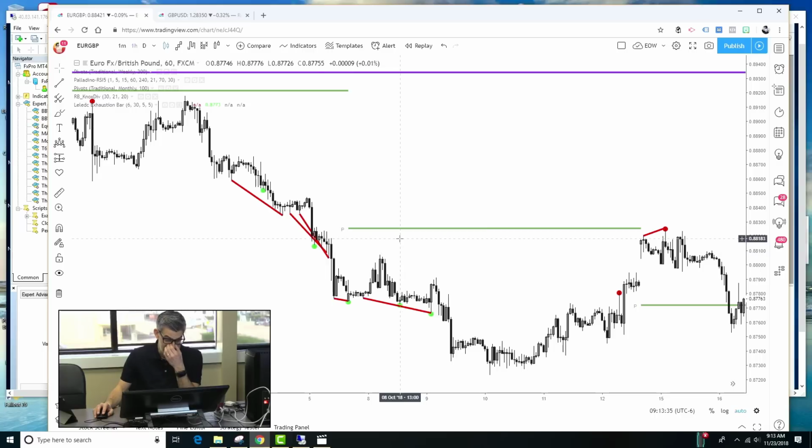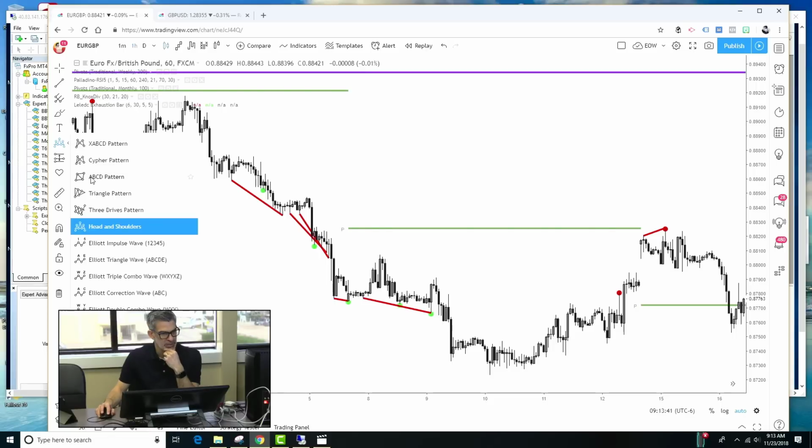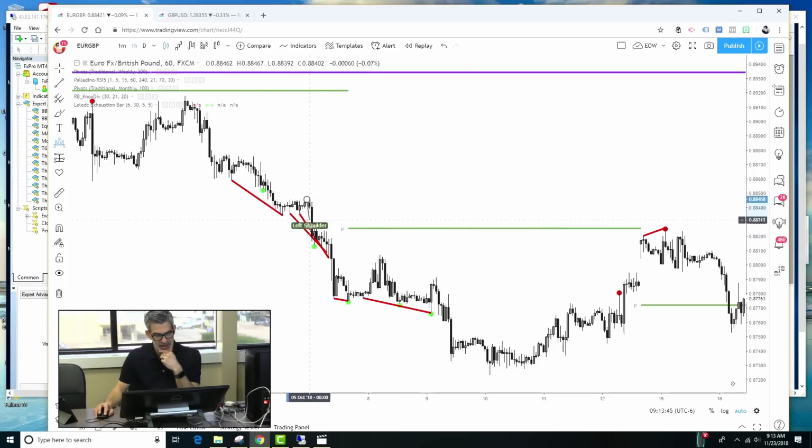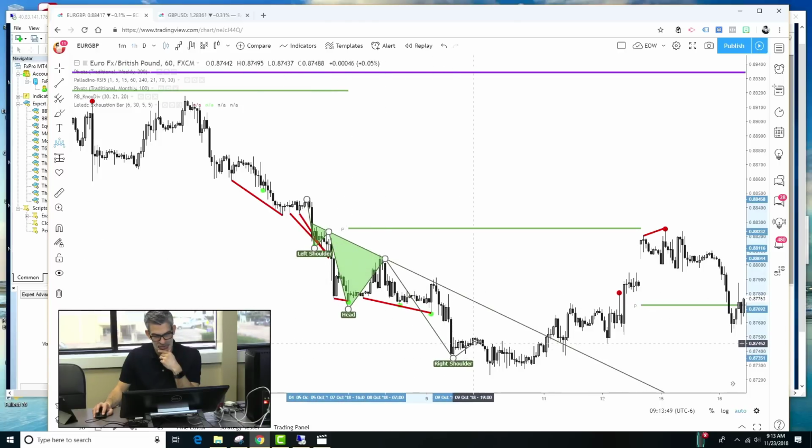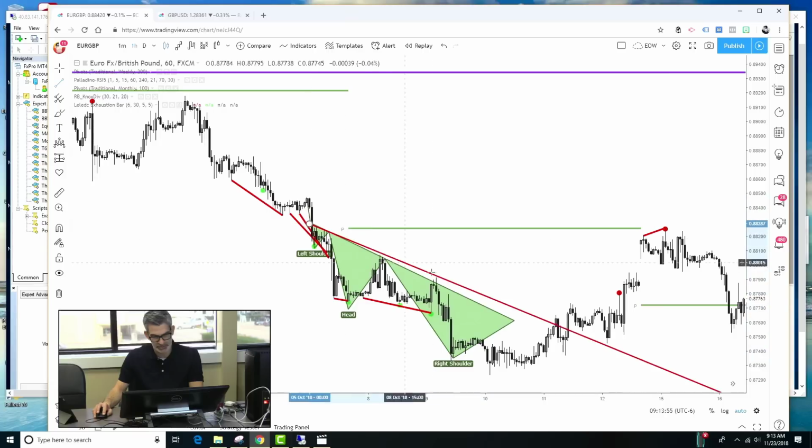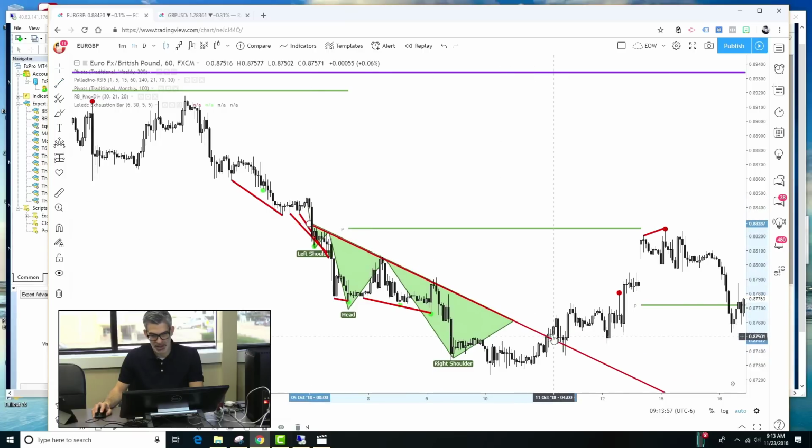But let's say that we identify a head and shoulders pattern right here. Making sure you can still see my chart. Let's say this is a head and shoulders pattern. It's kind of a lame one, but let's just say we identify it and draw the neckline across. It's kind of dumpy, but we'll do it.